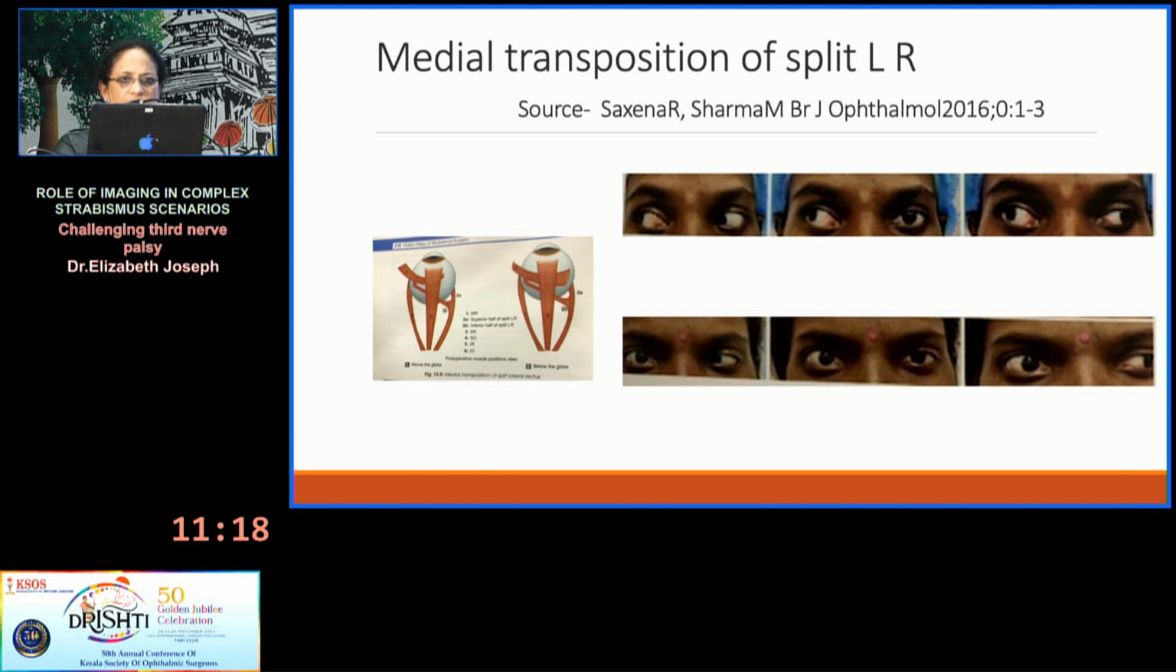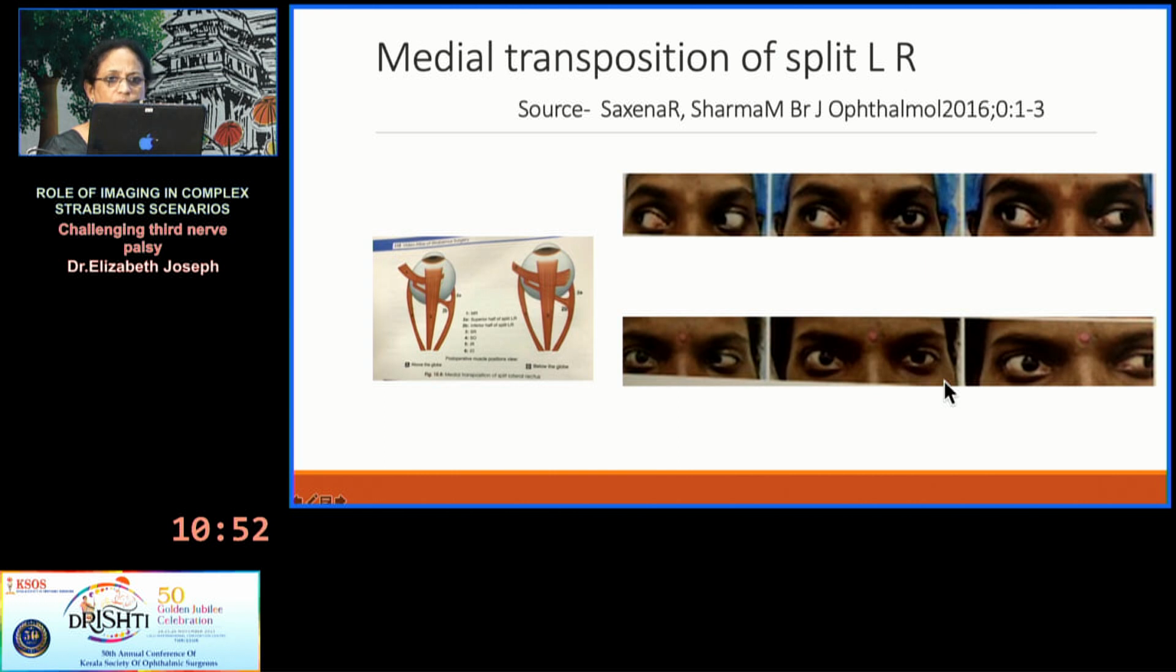You have to split the lateral rectus as far back as possible. The upper part of the lateral rectus has to be brought underneath the superior rectus and superior oblique towards the medial rectus, and the lower half has to be brought underneath the inferior oblique and inferior rectus to the lower border of the medial rectus. And according to them, it gives a very good result.